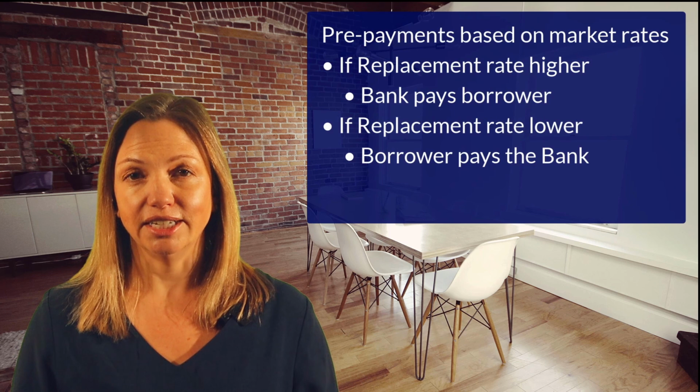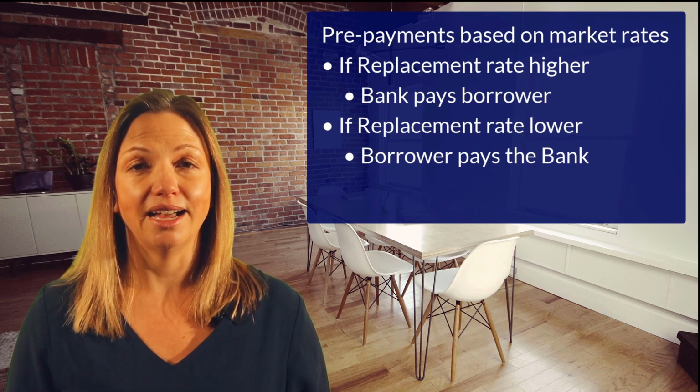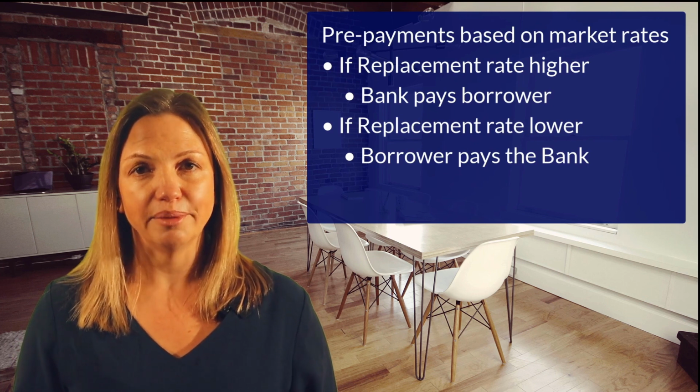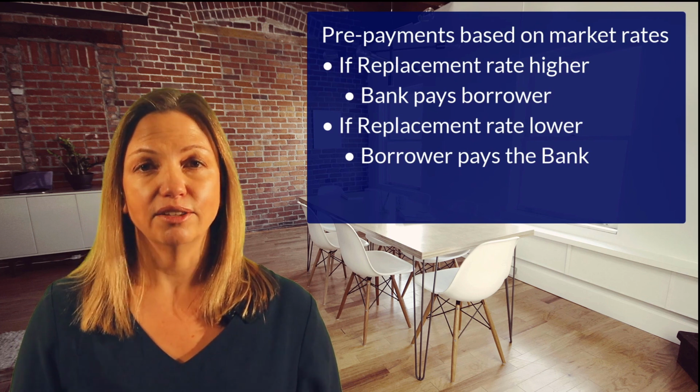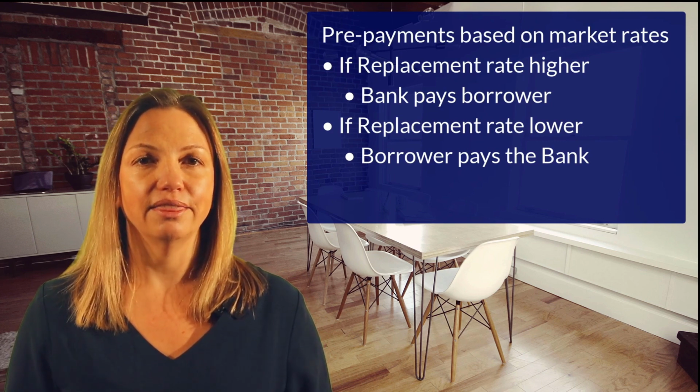A swap will have a prepayment amount calculated if a borrower wants to cancel it before the maturity date. The amount is based on current market swap rates. So a borrower could actually receive money from the bank in certain circumstances. Specifically, if a borrower wants to cancel a swap before the maturity date and the replacement swap rate is higher than the locked-in swap rate, the bank will pay the borrower that difference. If the market rate is lower than the locked-in swap rate, the borrower will have to pay the bank the difference in rate.